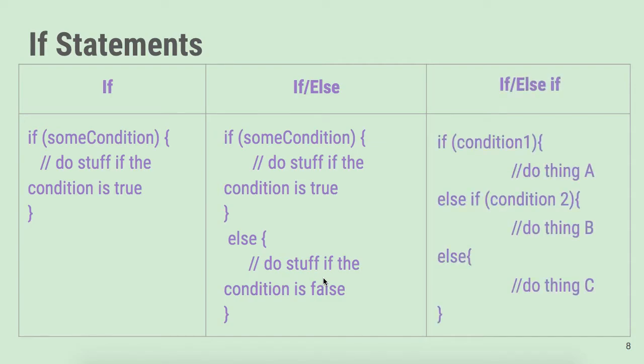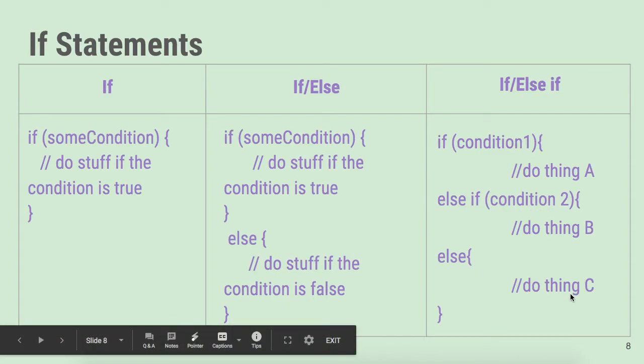Then we have if and else if. We're also going to be using this style of code a lot, because you're introducing multiple conditions, and a lot of the time we have multiple conditions. So if condition 1 is true, do thing A. Else if condition 2 is true, do thing B. If neither condition 1 or condition 2 are true, and it's some other condition, do thing C. So you're giving the computer 3 options instead of just 2.